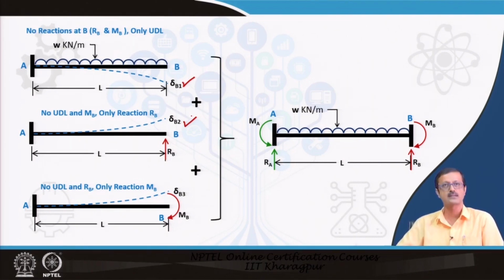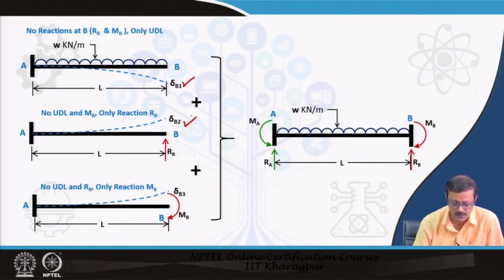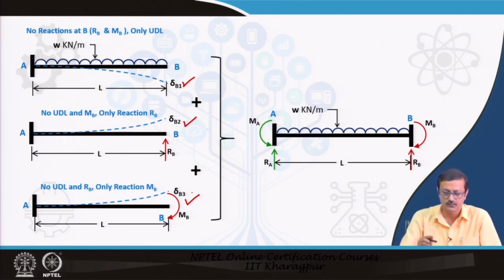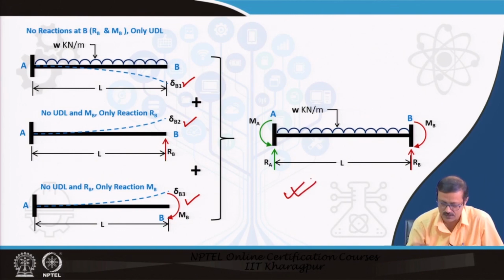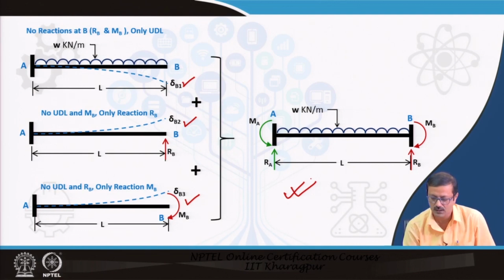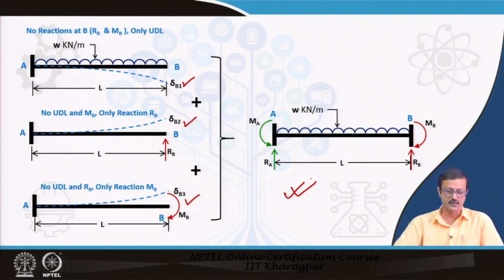And finally, I again remove the UDL, and again here I remove the RB, that is the reaction at B. I have placed the MB, that is the last one I have to place. So, a moment has been placed at the end, and due to that again there will be upward deflection, and that deflection I have mentioned as delta B3. And if you superimpose all these three, you get the primary beam. Because I have removed this RB and MB, then only I got the first cantilever beam, and gradually I have put one after another, and that gives me the totality, right.